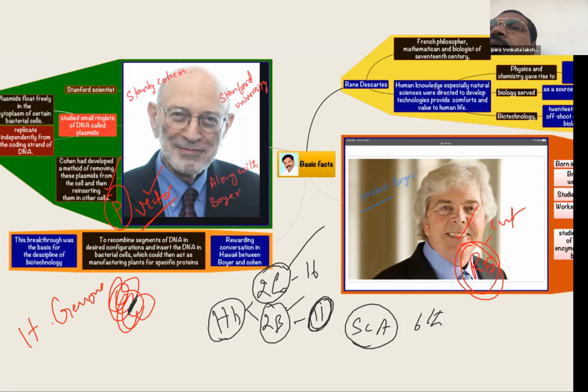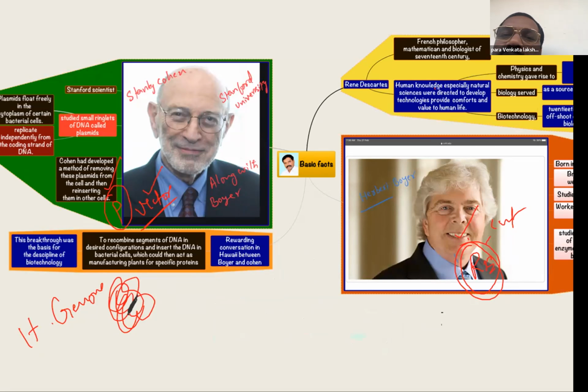Then we need to remember another important scientist apart from Stanley Cohen and Herbert Boyer, René Descartes. And this René Descartes, see here.